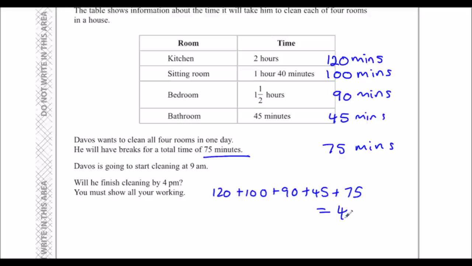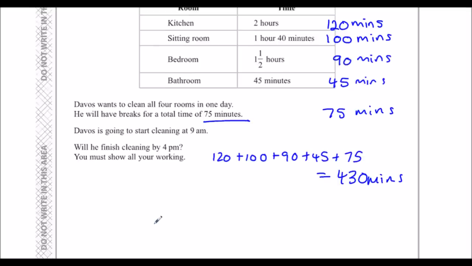So that's 430 minutes. So the total time is 430 minutes. And to change minutes into hours, we're going to do 430 divided by 60. So dividing the answer by 60. And that shows us on the calculator that comes out as 7.16, or 43 over 6.